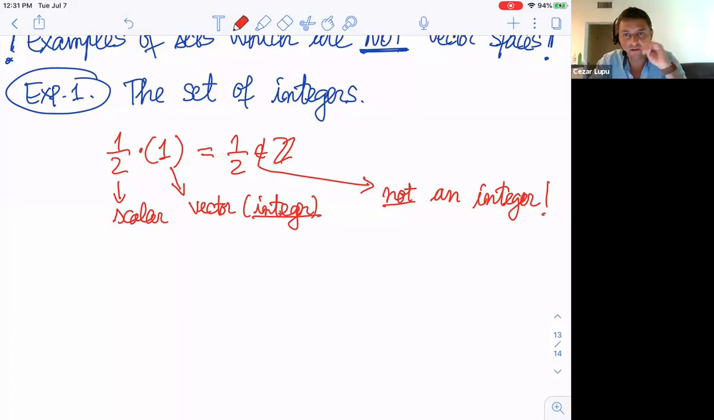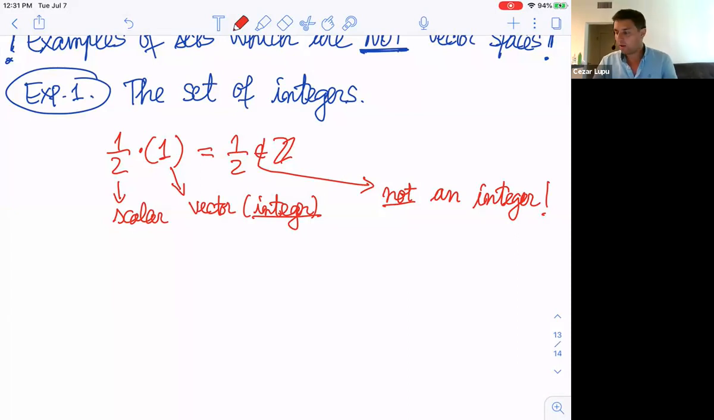So this is just a very easy example. There are plenty of other examples. Anyway, I just wanted to give you a very simple example of a set which is not a vector space.